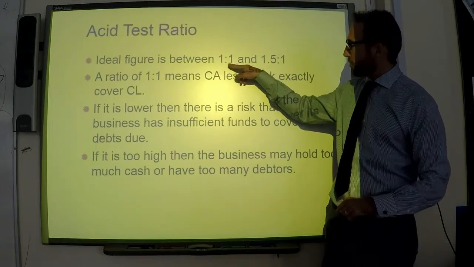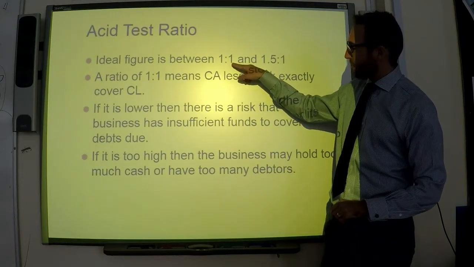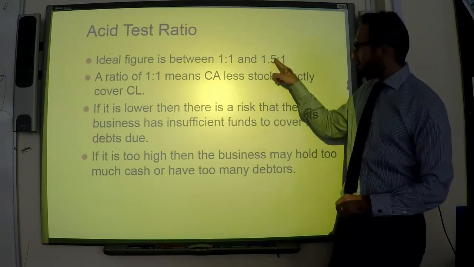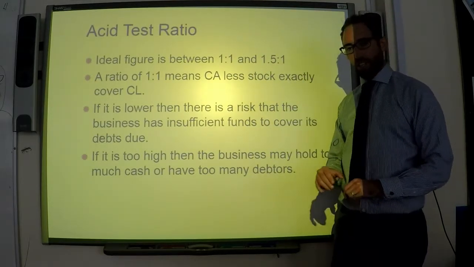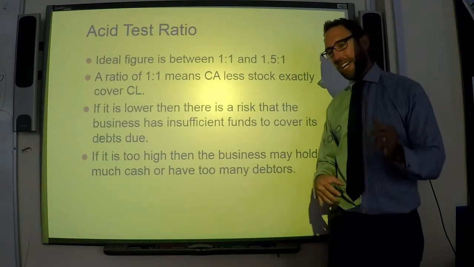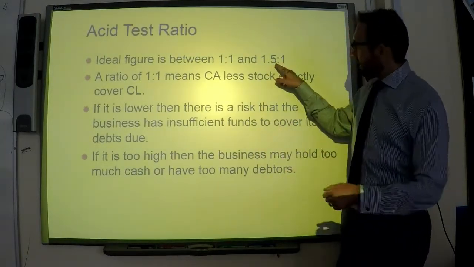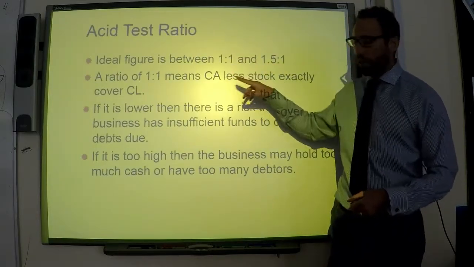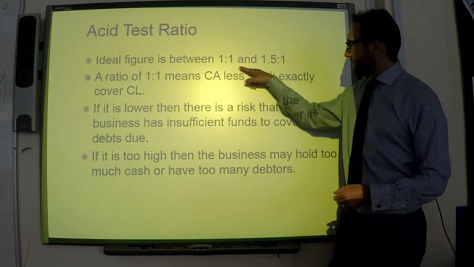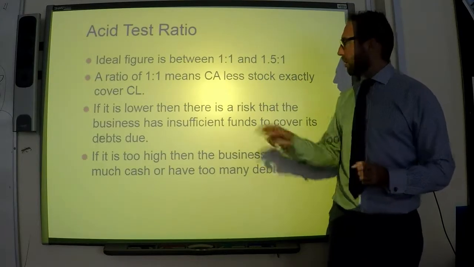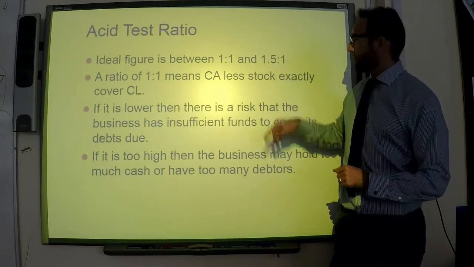If it's less than 1 to 1, we don't have enough current assets to pay our current liabilities. And if it's higher than 1.5 to 1, then we've got too much cash and too much debtors just sat around doing nothing. And if we've got cash and if we've got people owing us money, get the money back and invest it. So equally, we don't want it to be too low and we don't want it to be too high. This is kind of the Goldilocks zone, let's say. It's not too hot, it's not too cold. Okay, it's not too low, it's not too high.